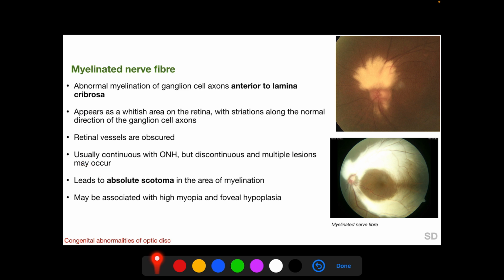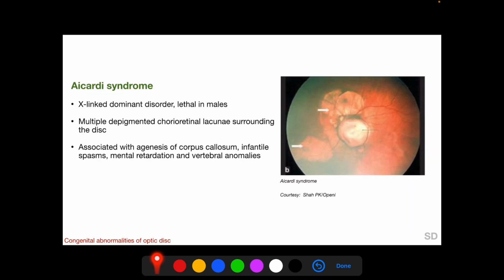What is important is myelinated nerve fiber leads to absolute scotoma in the area of myelination. So lesions such as these must be excluded when we find abnormalities in the visual field report. Also, myelinated nerve fiber may be associated with high myopia and foveal hypoplasia. Aicardi syndrome is an X-linked dominant disorder lethal in males, and we find multiple depigmented chorioretinal lacunae surrounding the disc.